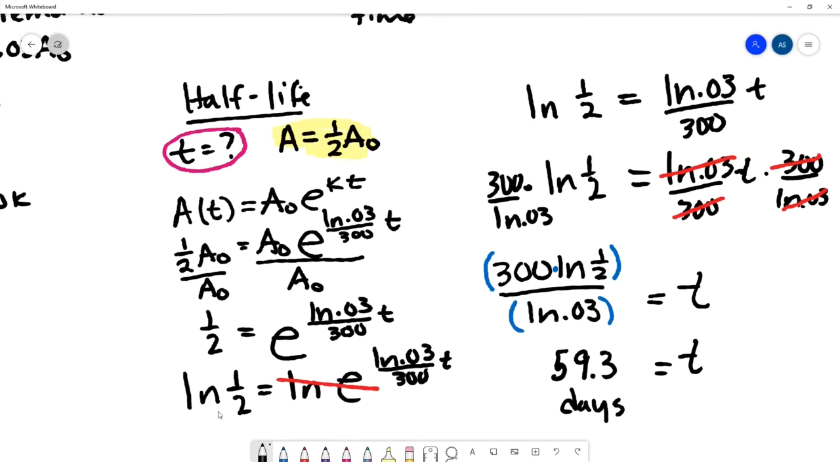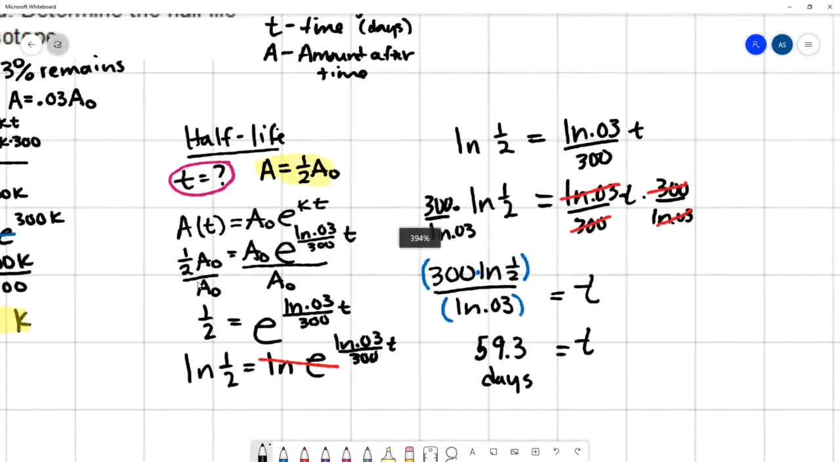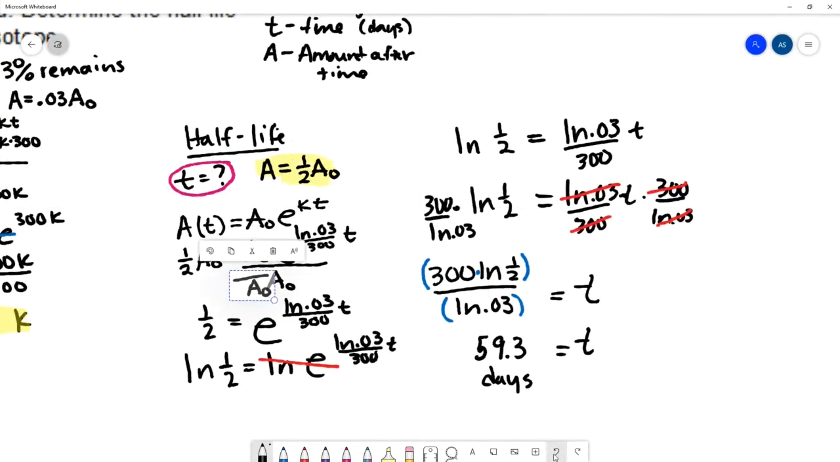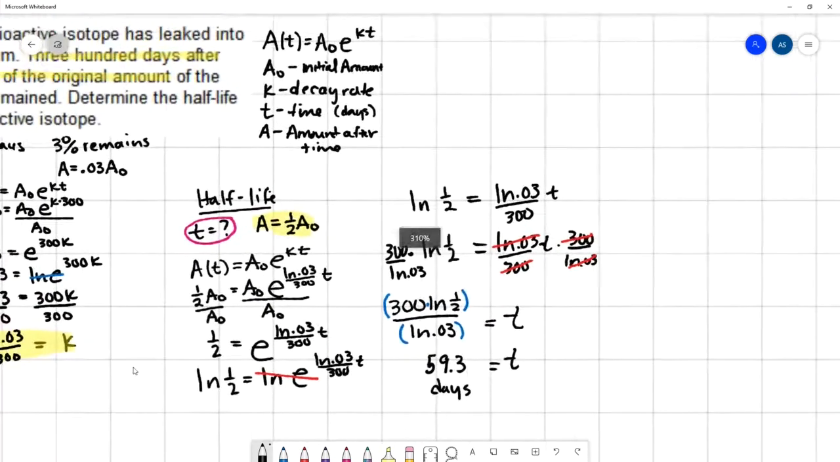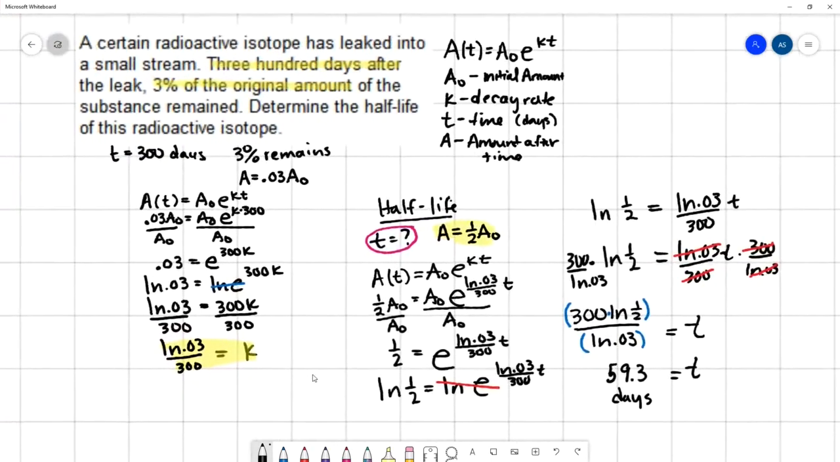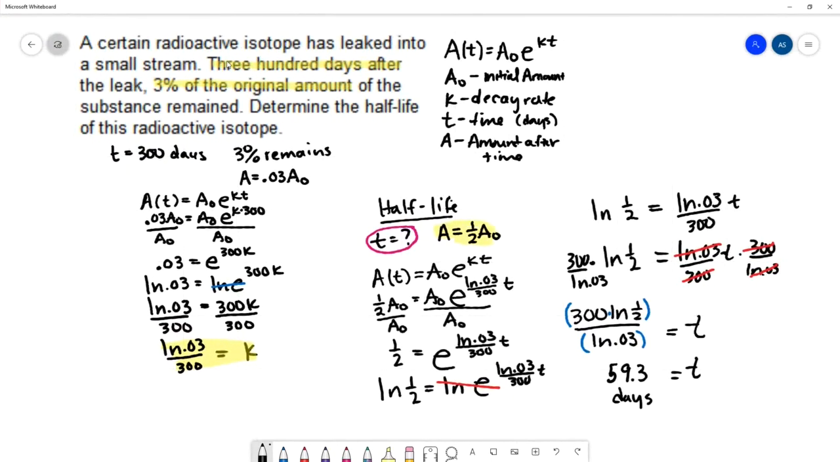Let me zoom out so we can see an overview of what we did in this problem. We needed to use this information that there's 3% remaining after 300 days to find the value of k. And once we found the value of k, we could find the half-life. Half-life of 59.3 days.